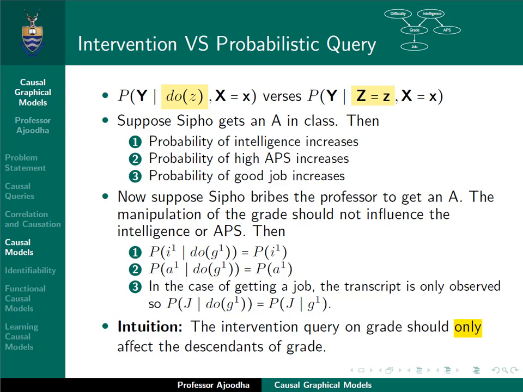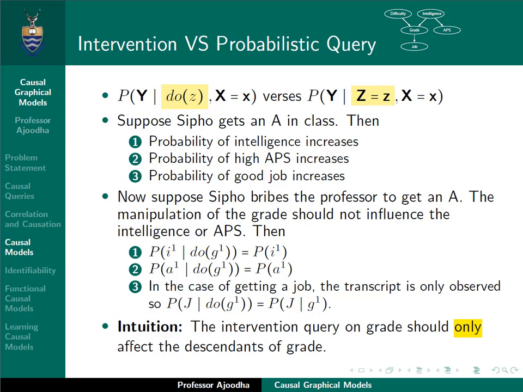However, the manipulated grade may still affect the job outcome, because obviously it's going to be written in his transcript that he did well for the PGM course. The job person will see that good mark and might just take it to be true, because WITS is a reputable university and it says, oh, SIPO got an A, that's great. Well, let's hire him, he must be very smart. So the intervention affects descendants of the intervened variable, but does not flow backwards to the causes. So that's the big claim.